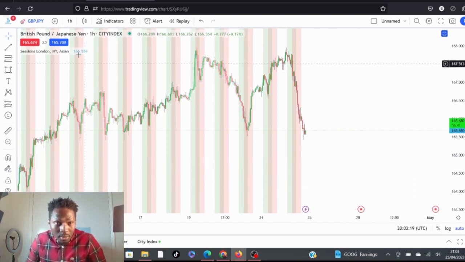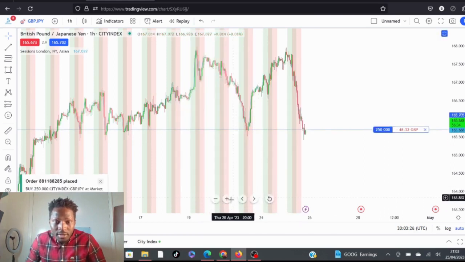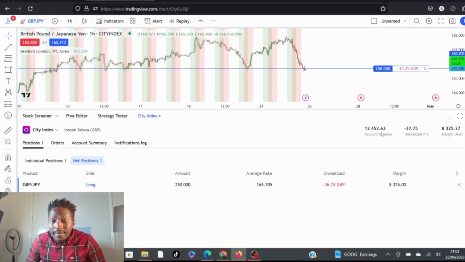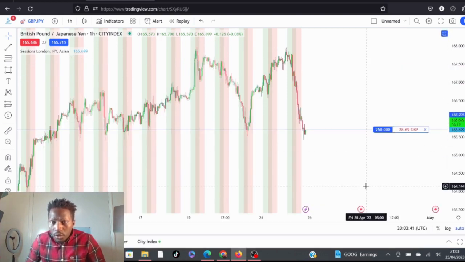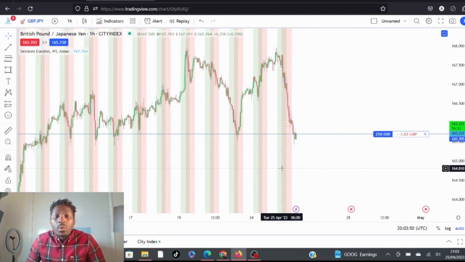So the first thing I'm going to do, I'm going to go ahead and place the trade. I'm going to place a buy order. As you can see, this is the amount of units I'm using, and once I place the trade, I'm going to show you guys the account balance. So this is the starting account balance. Obviously if you take this into consideration, it's just around 12,450 £50. Once the trade is closed, you're going to see how much profit I make, or if it ends up being a losing trade, I'm going to show you as well. So I've placed that trade now. Let's go into understanding why I took that trade.